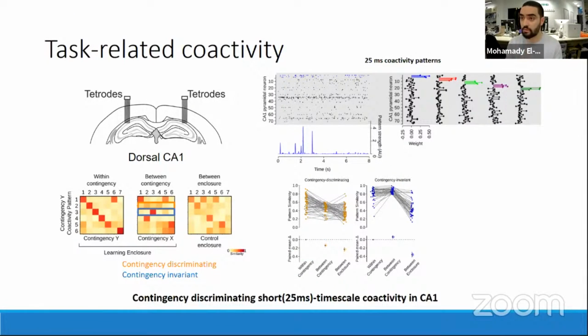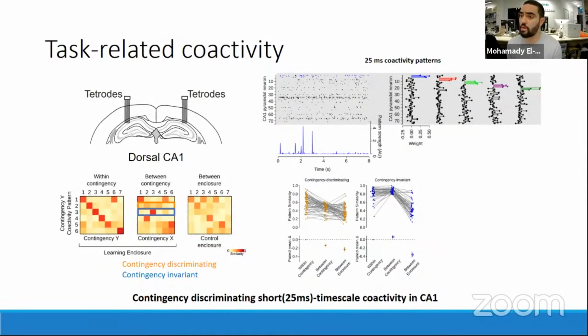So we do see some short timescale coactivity patterns. Crucially, all of these coactivity patterns that I've talked about so far have been detected in a short time window, in a 25 millisecond time window, which roughly corresponds to the membrane time constant of these principal pyramidal neurons. And so we can see some contingency discrimination in these coactivity patterns in CA1.